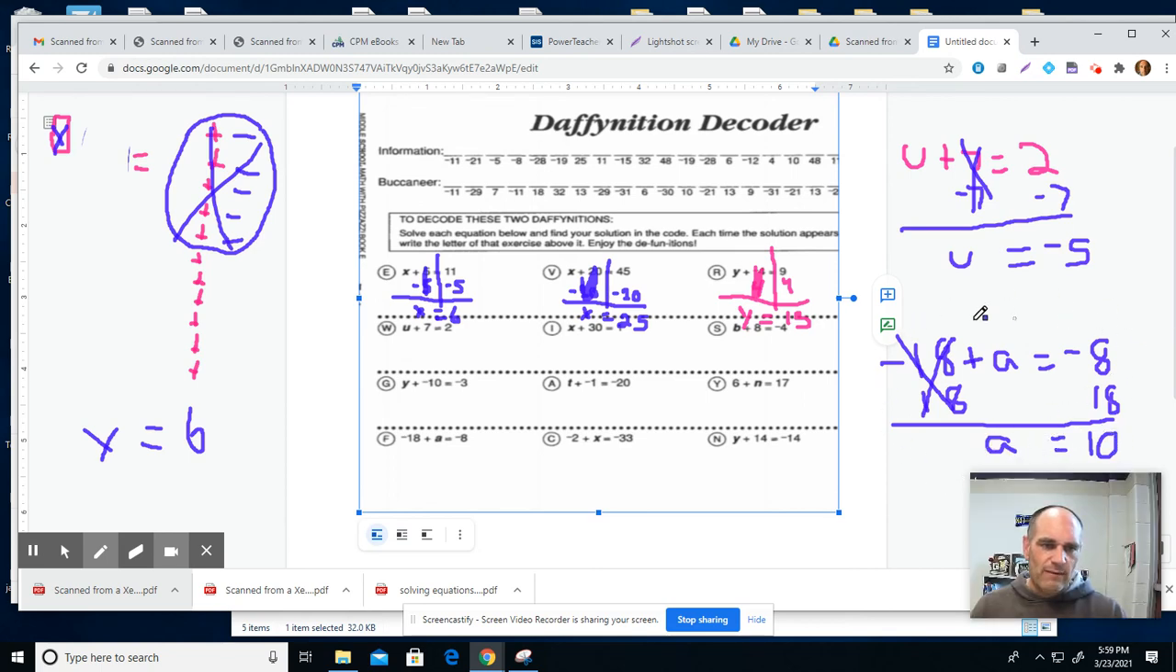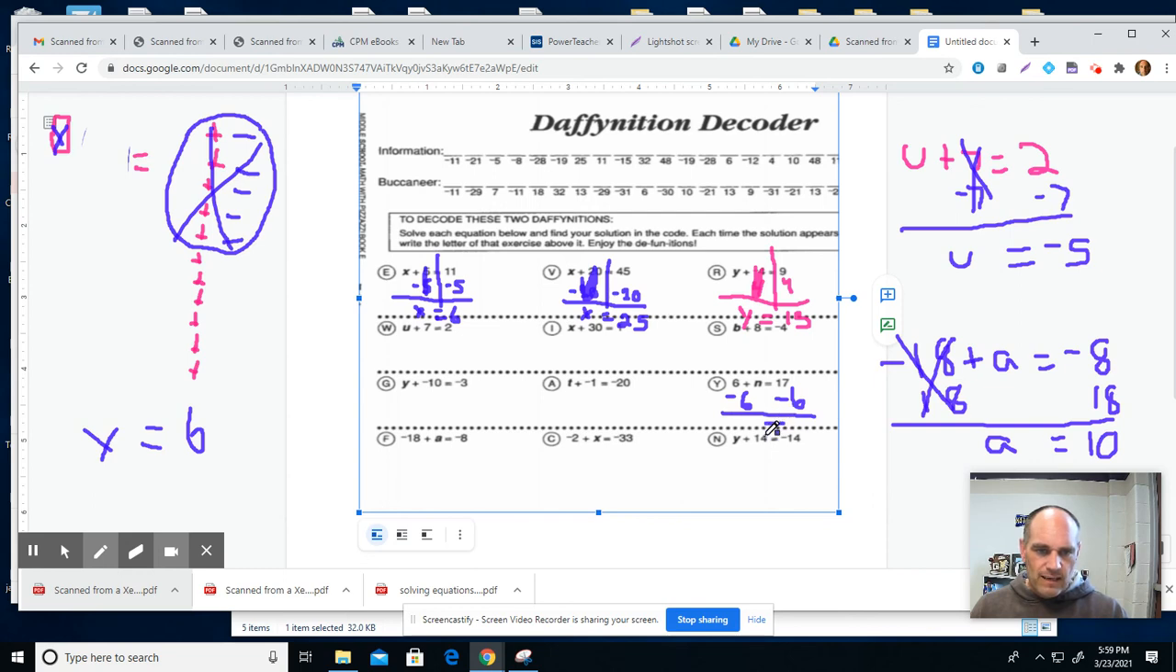This is the work I have to see for every single problem on notebook paper. Do not just go in and say, oh, I know this one n has to be 11. I agree, but I've got to see that work where you add a -6 to this side. That gets the n by itself. And the same thing over here.